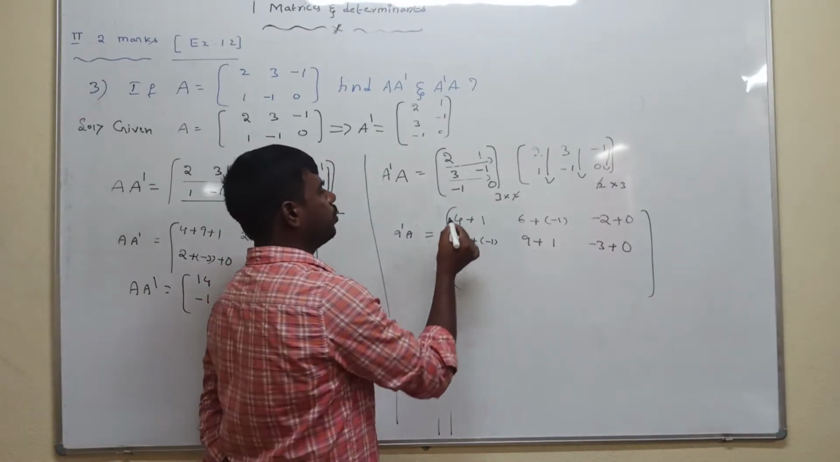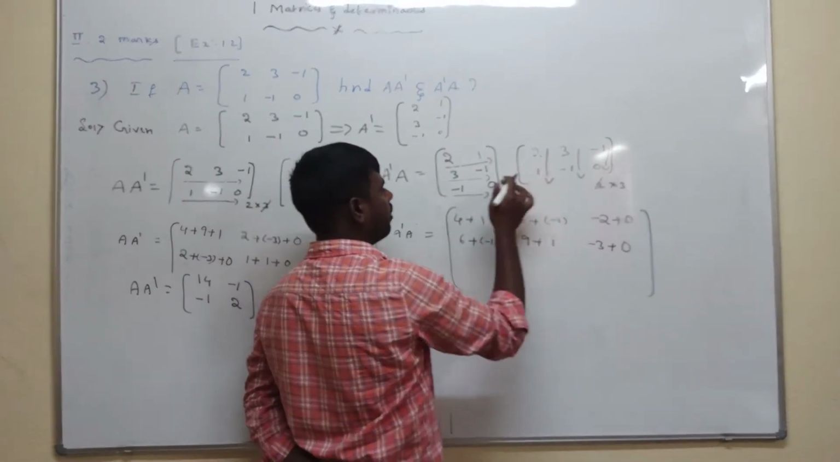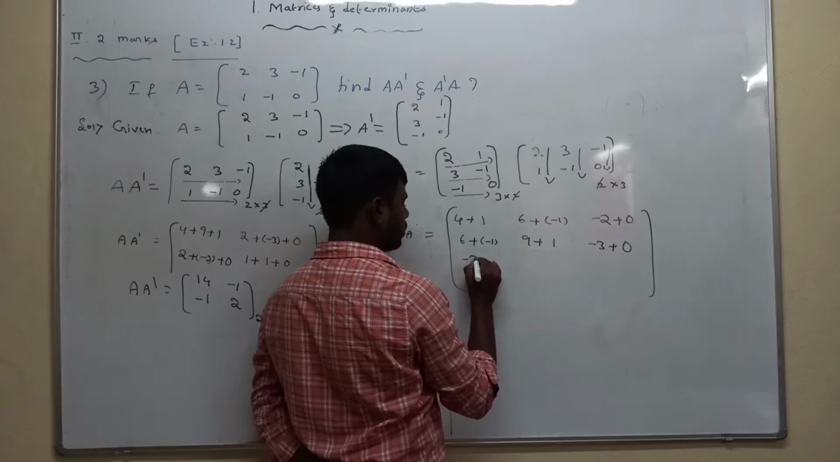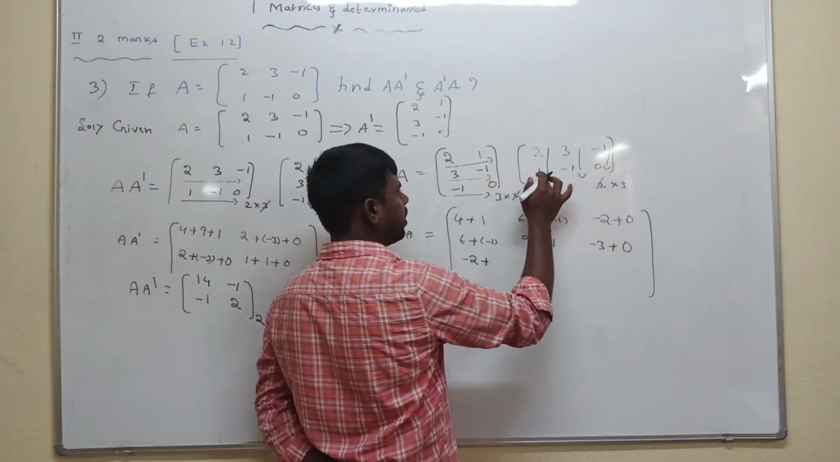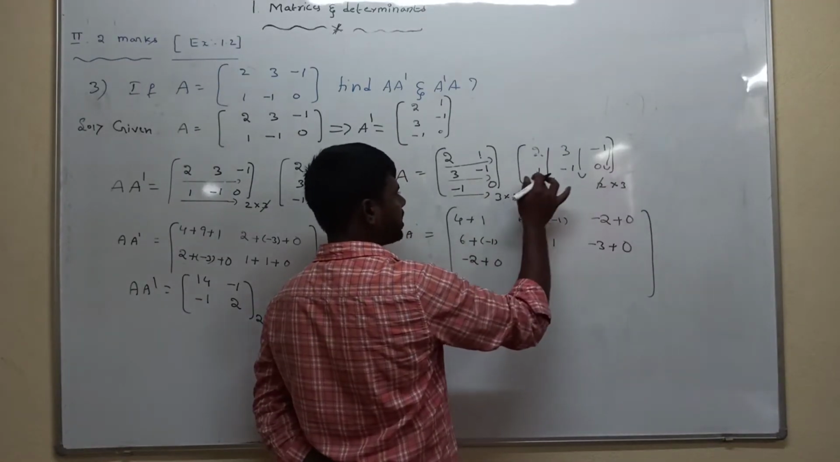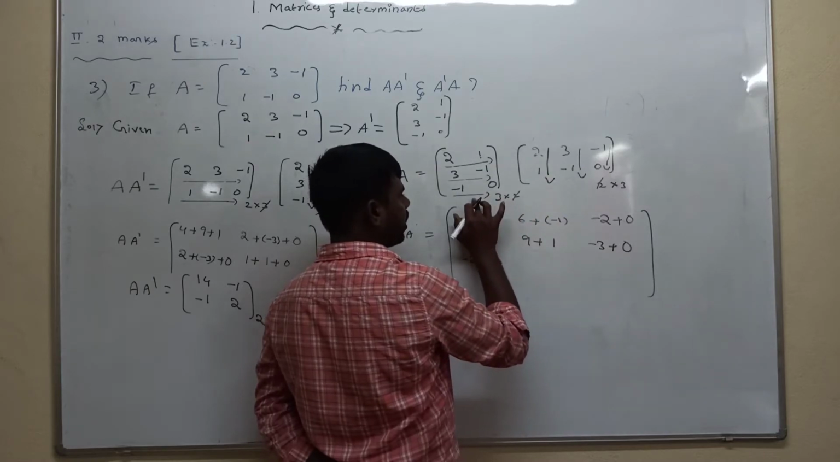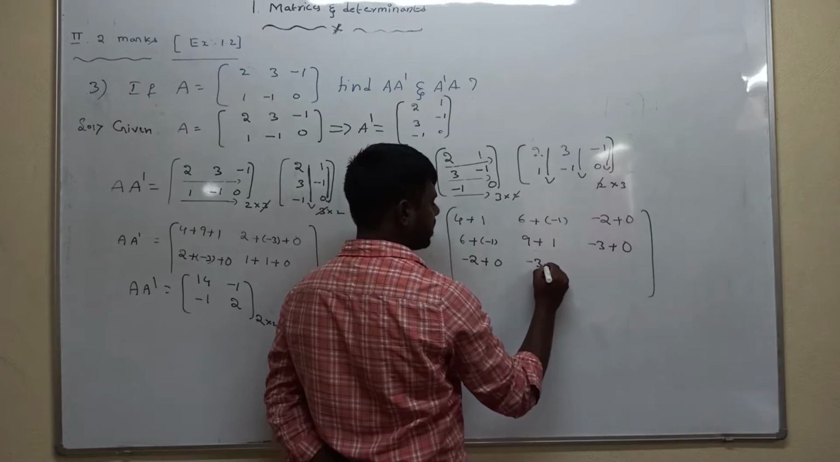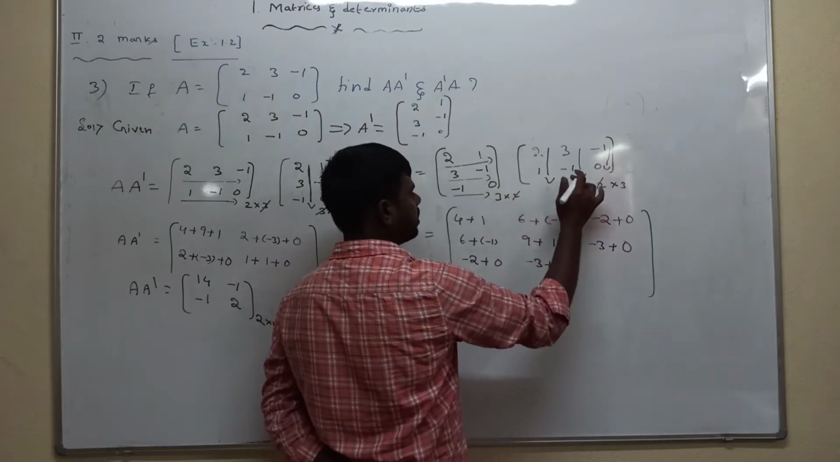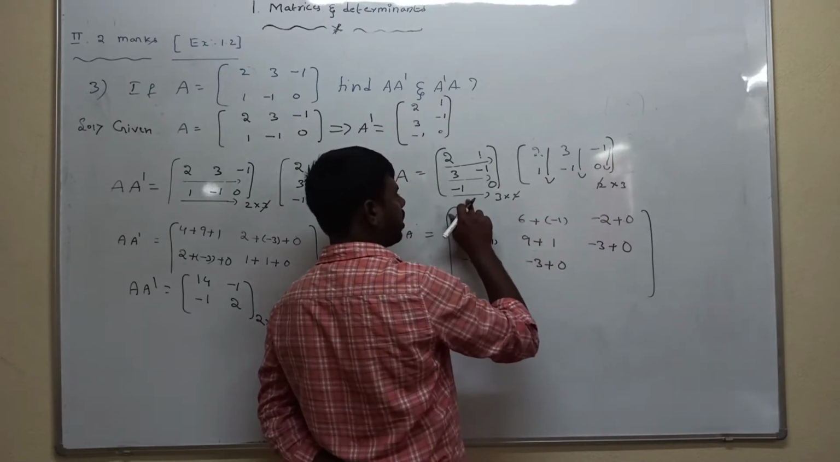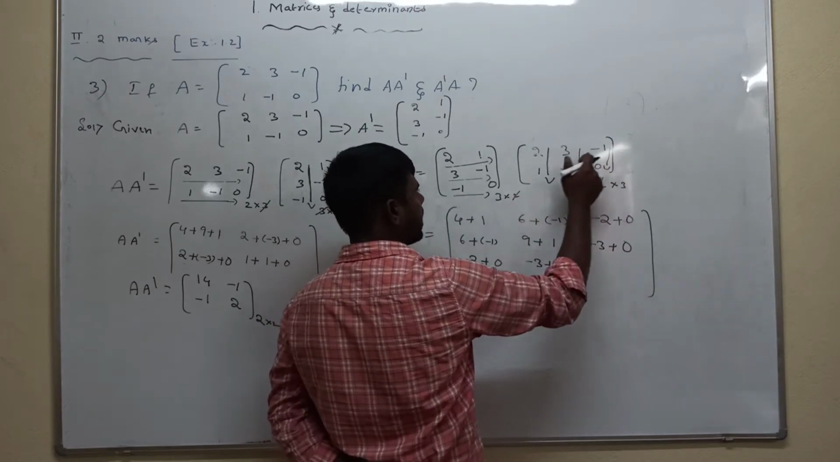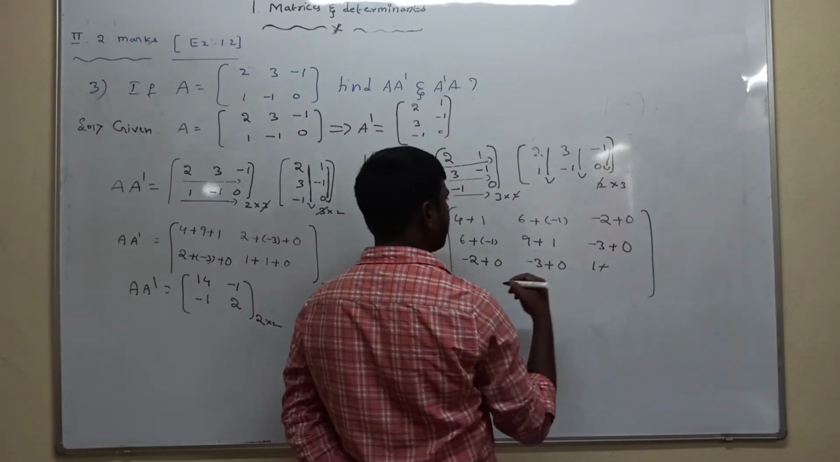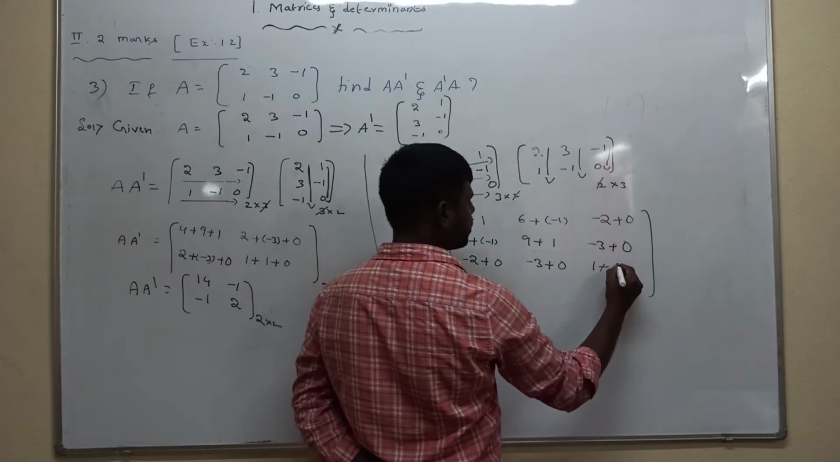Next we are going to third row, first column. Minus 1 into 2 is minus 2 plus 0 into anything value is 0. Third row, first column is over. Next, third row, second column. Minus 1 into 3 is minus 3 plus 0 into anything value is 0. So next, third row, third column. Minus 1 into minus 1 is plus 1 plus 0 into anything value is 0.